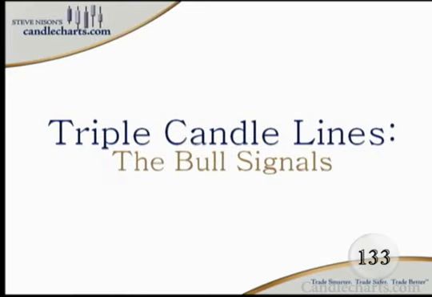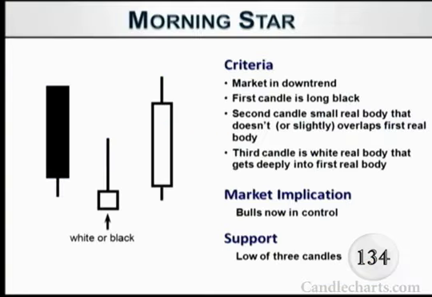So now we progress to the triple candlestick lines, and we're going to be looking at the morning star. It's a 3 candlestick signal, and the market's in a downtrend. First candle, long black real body. Then the second candle line's a small real body that doesn't or slightly overlaps the first candle.